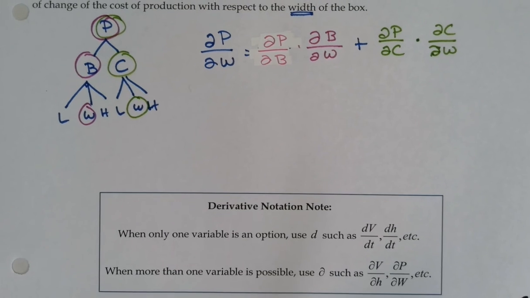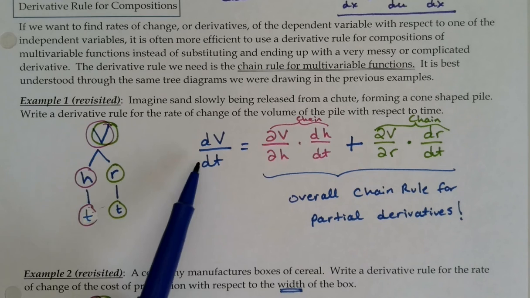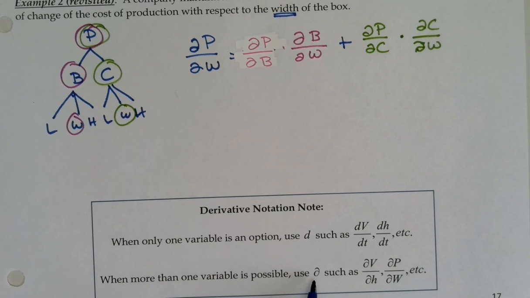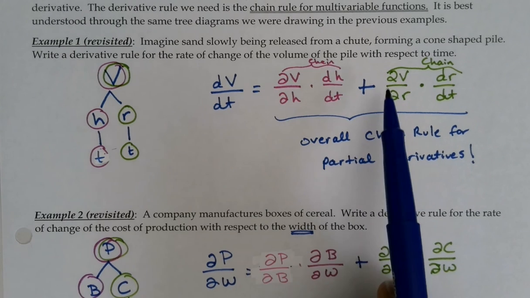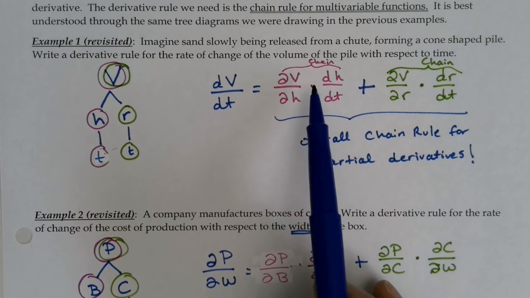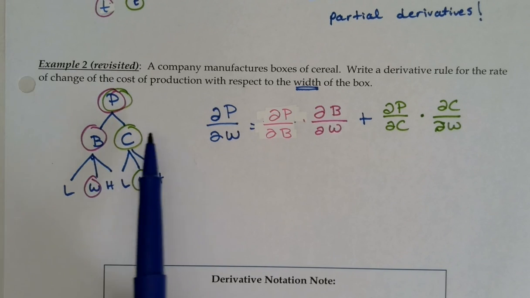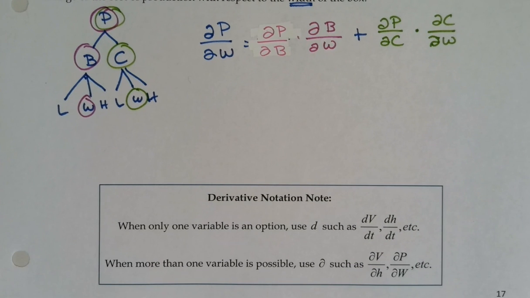And there's just a notation note down here, which is when there's only one variable, we use d, such as dv dt or dh dt, those kinds of things. Right here, we use dv dt, dh dt because t was the only potential independent variable. When there's more than one variable possible, we use delta, such as delta volume, right up here, delta v delta r. Delta V, delta H, those ones, or down here, all of them, because all of them had multiple options at every single level. So that's just a little notational note about when we use deltas and when we use Ds.